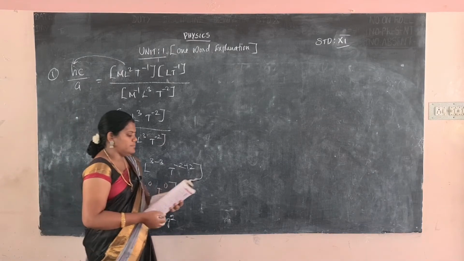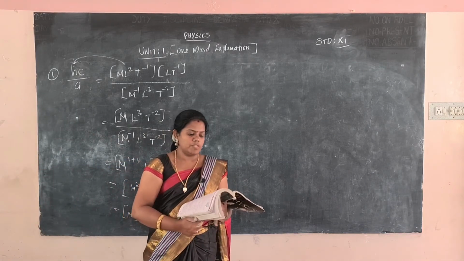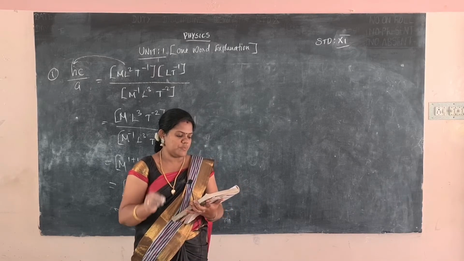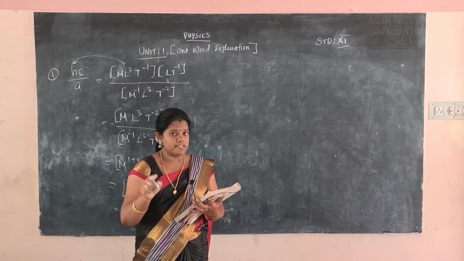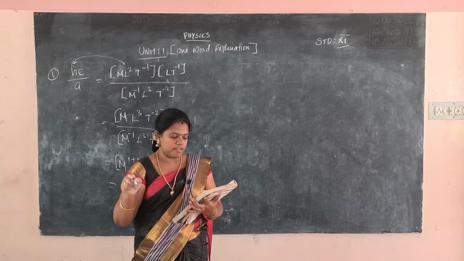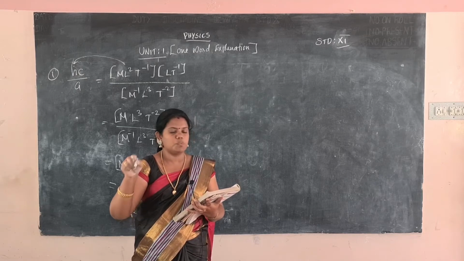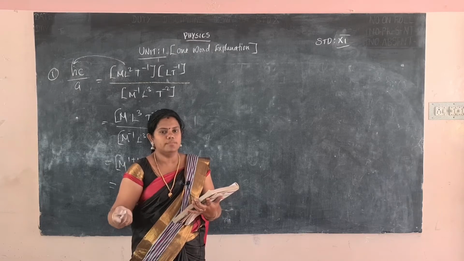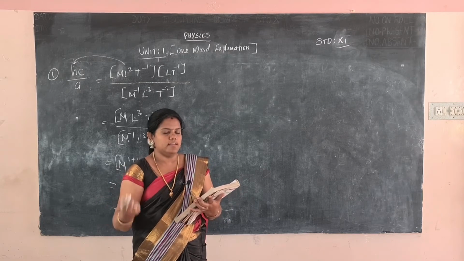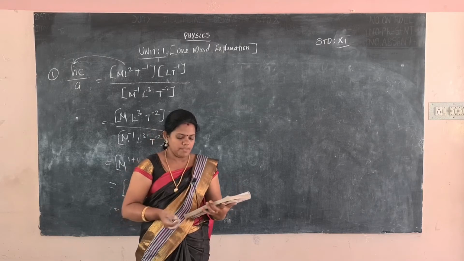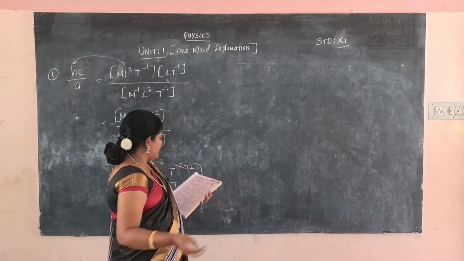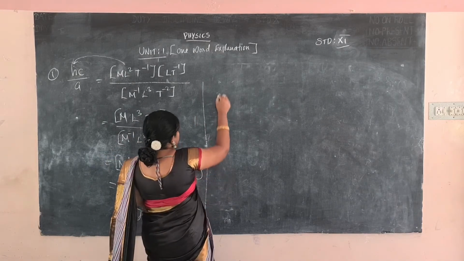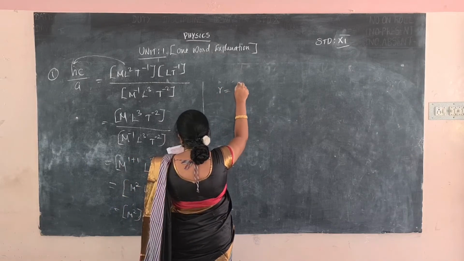Then go for the second one. If the error in the measurement of radius is 2%, then the error in the determination of volume of the sphere is? When measuring the radius, a 2% error has come. You have to put the value of radius and find the volume. The question asks whether the error will be doubled or tripled. So how will you calculate it? What is the volume of the sphere? The radius value is given as a percentage, 2%.